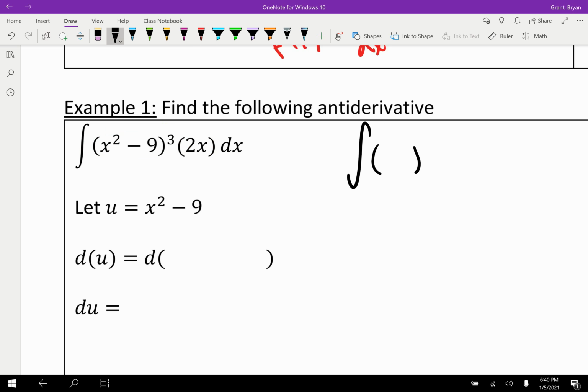Integral-wise, we replaced x squared minus 9 with u. We're like, woohoo, we're crushing it so far. What's still there? Well, there's still a 3. I said change colors. There's still a 3. There's still a 2x, and there's still a dx. And so when we perform a u substitution, we need to make sure that we change every instance of the original variable, and we replace every instance with the new variable.